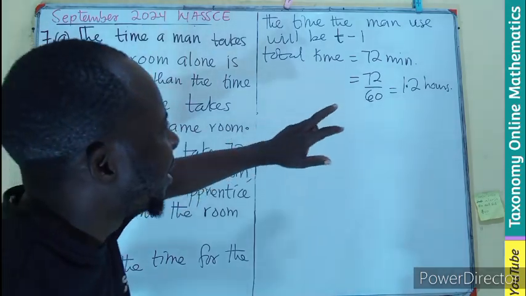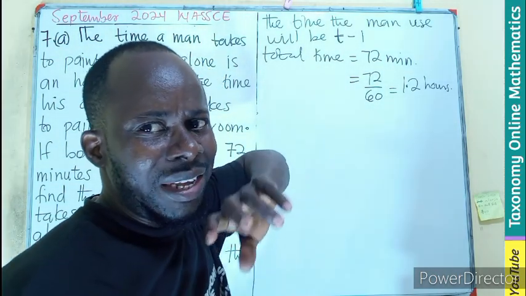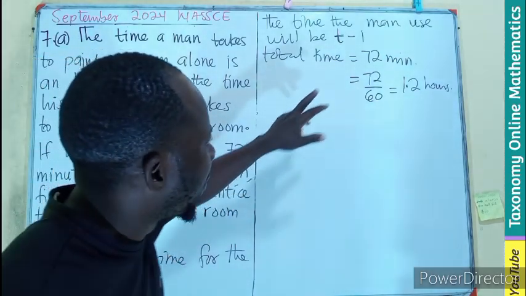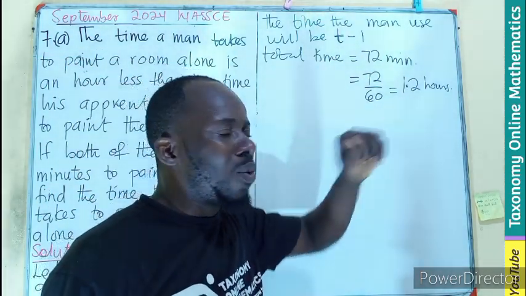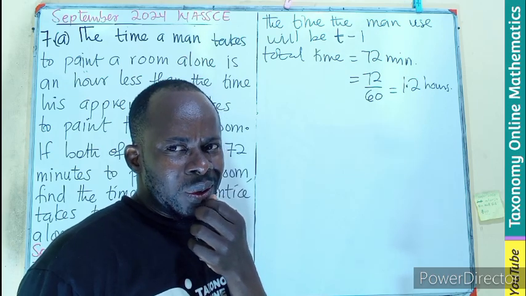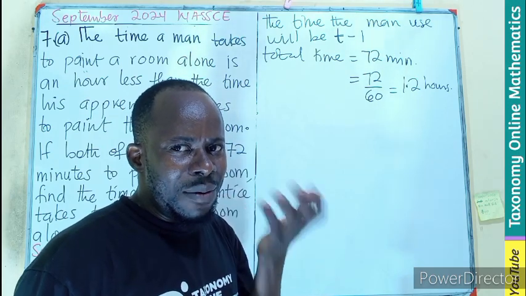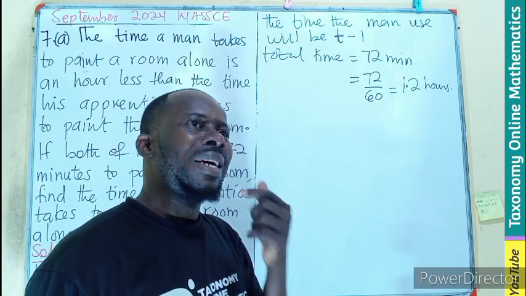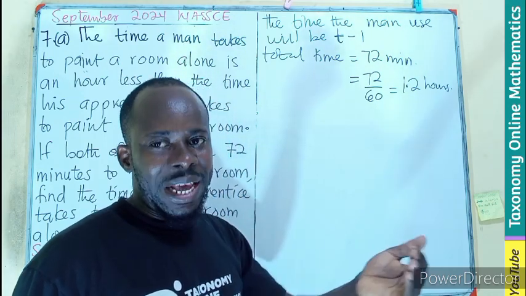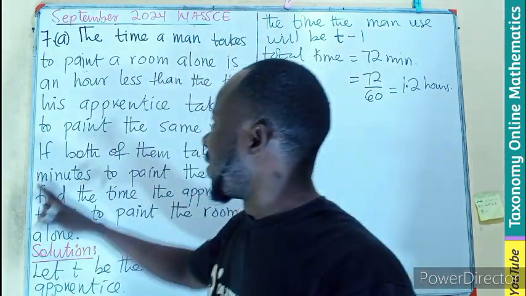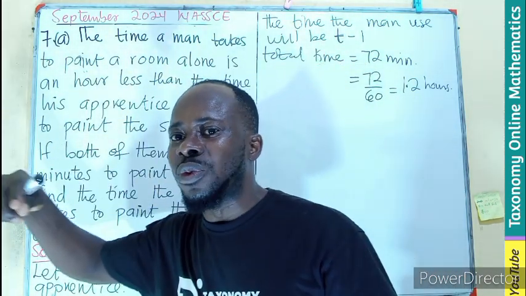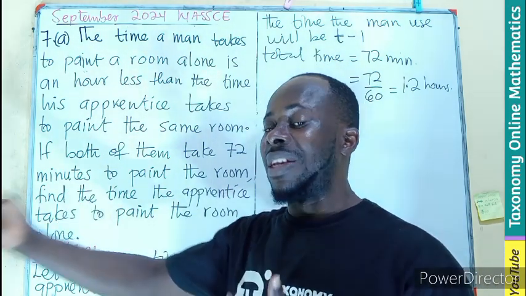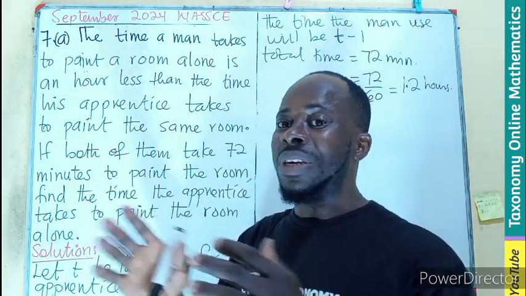Now, looking at the total time, maybe you are thinking that we will only add T plus T minus 1 to be equal to 1.2. Could that make sense? But here we are looking at the rate at which they will work. The rate at which the apprentice works will be different from the rate at which the man works. That is what accounts for the difference in time, because they work at different rates.